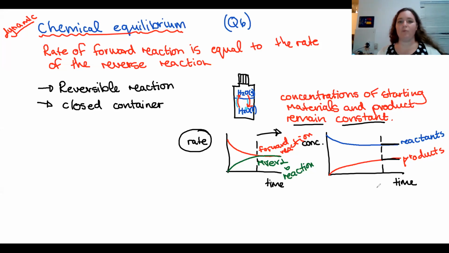So when you're in equilibrium, the rate of your forward reaction equals the rate of your reverse reaction, because your starting materials are turning into products at exactly the same rate as your products are turning back into starting materials. A key important word that they often like bringing up here is the idea of dynamic. Dynamic means constantly changing. So it means that your starting materials are turning into products and your products are turning back into starting materials, even though it doesn't look like it.